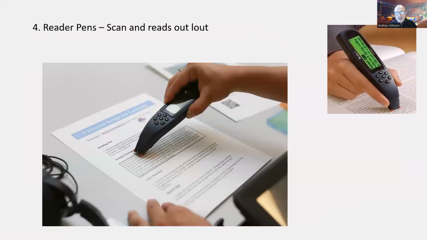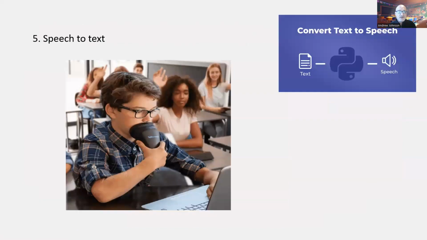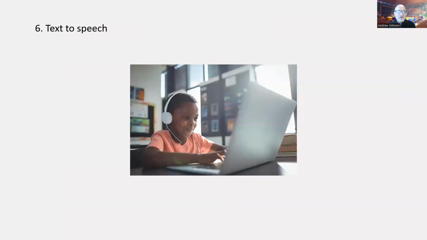Reader pens, and again, this is for students who are visually impaired, but it could be used for students with a reading disability, and you just scan it over and it reads it out loud to you. Reader pens. Speech-to-text software for writing. You speak into the recorder and you see the print displayed there in front of you. That's a form of writing, as well as text-to-speech. You write and it plays it back.